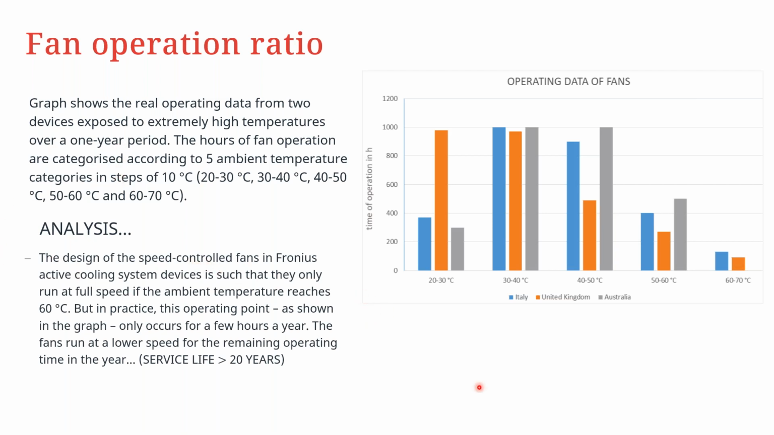So from this, we can conclude that the design of the speed-controlled fans in the Fronius active cooling concept is such that the fan only runs at full speed if the ambient temperature reaches 60 degrees. So we are talking about very extreme cases here. As we can see, only a very small portion of the systems were operating above 50 degrees. The majority of them were operating at around 20 to 50 degrees ambient temperature.